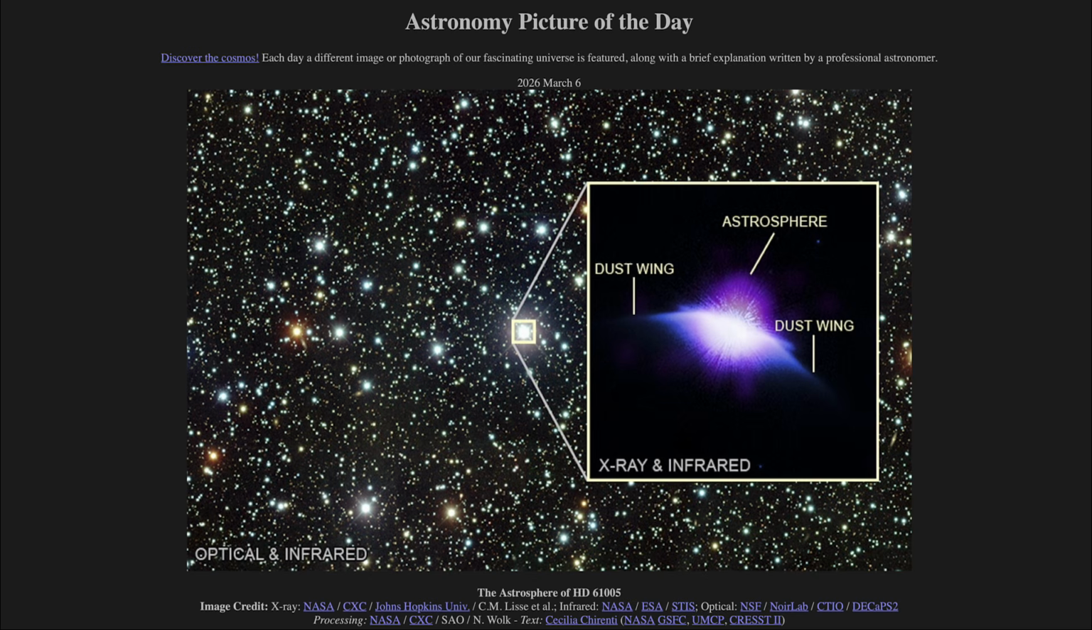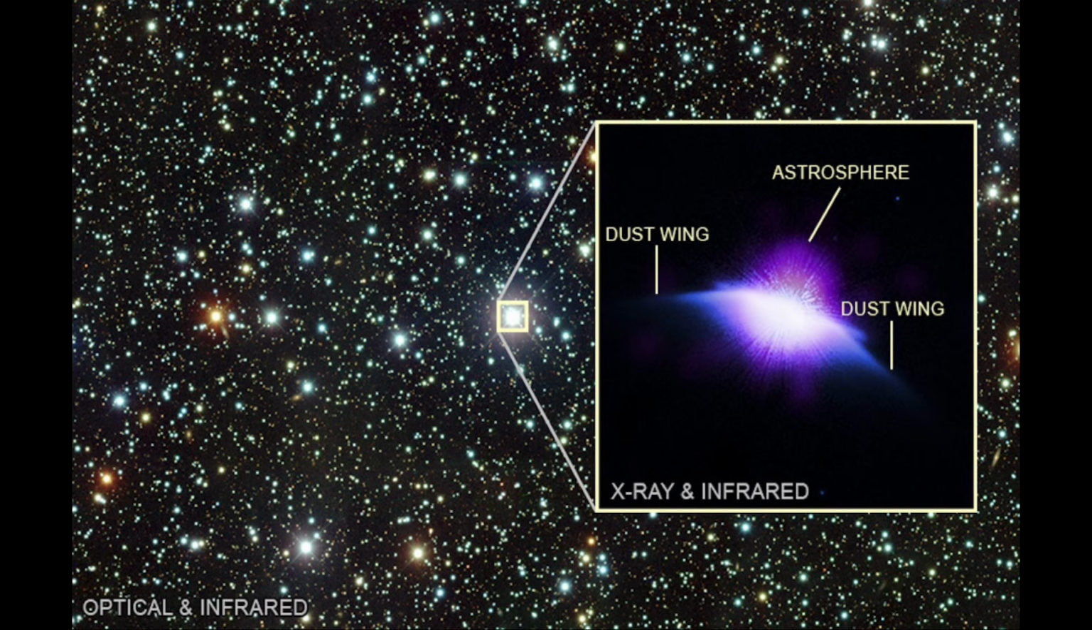Today's picture is titled The Astrosphere of HD 61005. So, what do we see here? Well, here we see a star actually much like our own sun, except a lot younger, this star being only about 100 million years old as compared to the 5 billion year age of our sun.